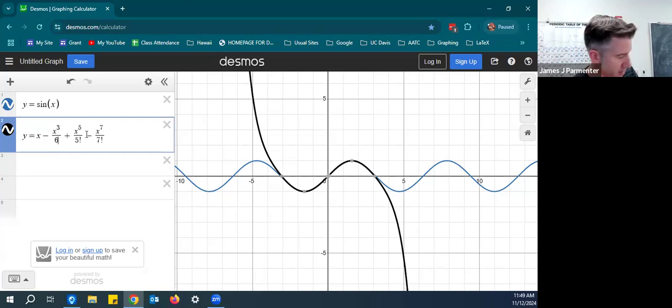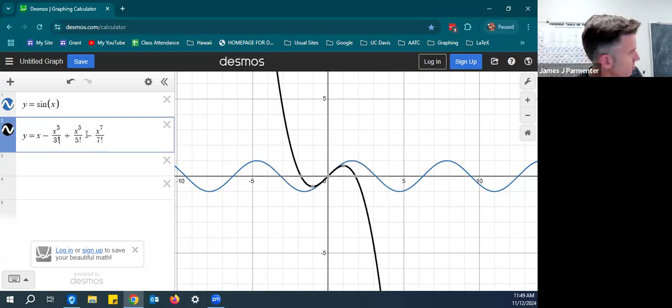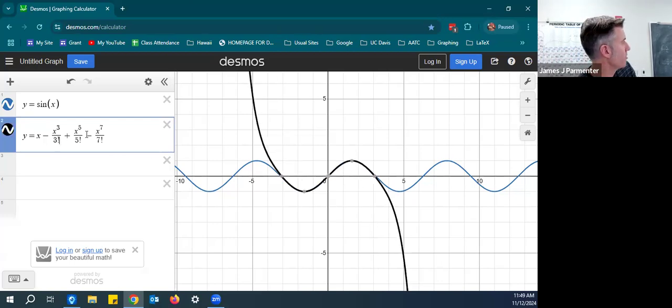So the Taylor polynomial for sine of x is every odd power of x divided by the corresponding factorial, and the signs alternate. So the next term would be plus x to the 9th over 9 factorial, then minus x to the 11th over 11 factorial, and so on and so on. And if you write the infinite Taylor polynomial, it actually is the sine function.